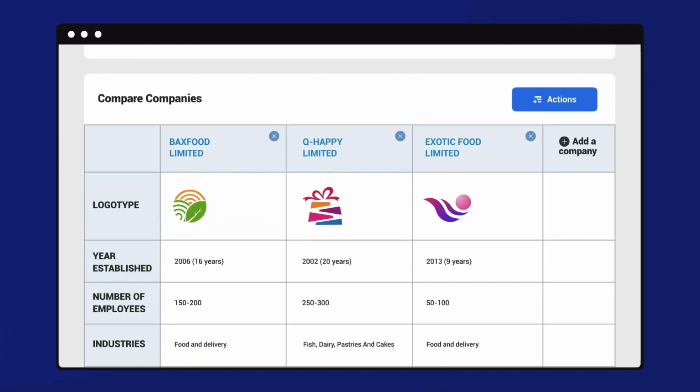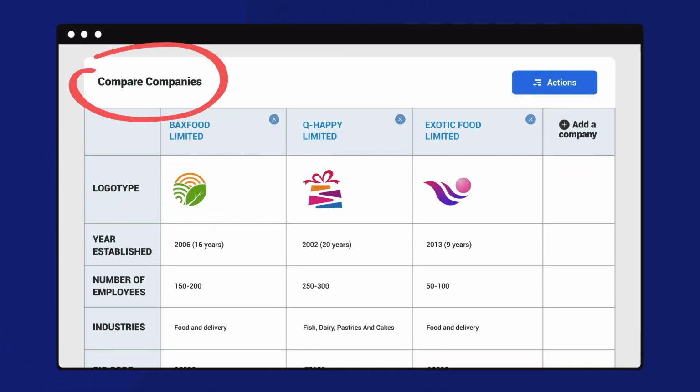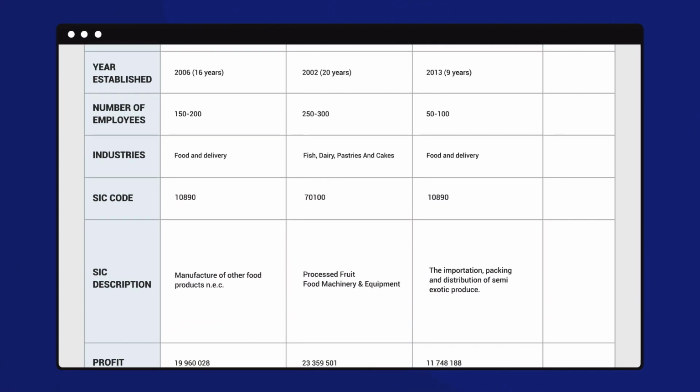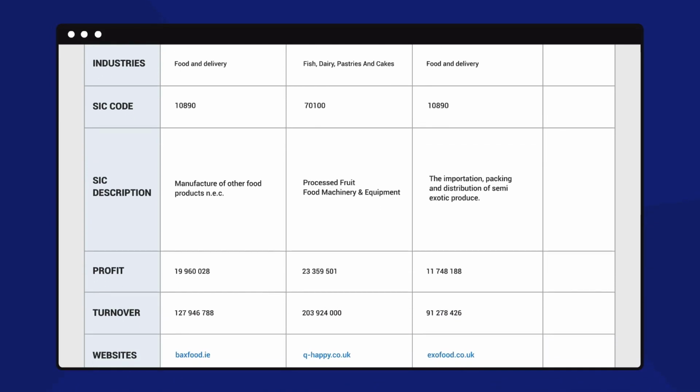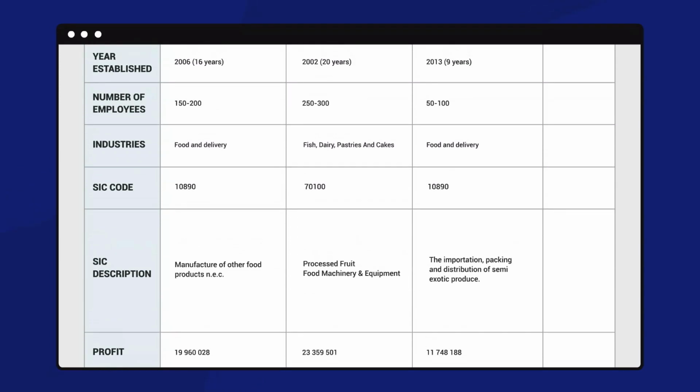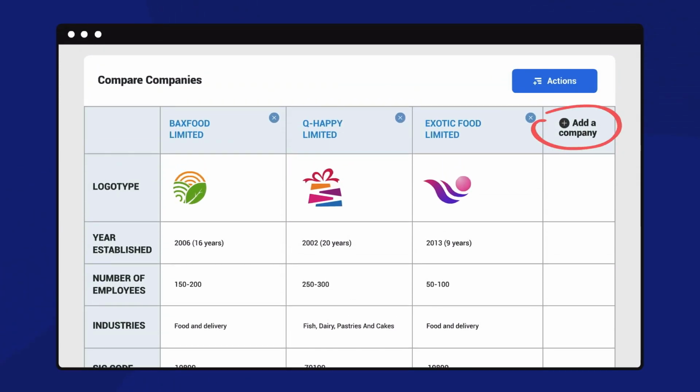Following the intro, you'll notice a competitive comparison datasheet, which focuses on year of establishment, number of employees, industries, profit, turnover, and other relevant comparison margins. In the last column of this sheet, you'll notice the Add a Company option, which allows you to explore competitive margins for any other matches in our database.